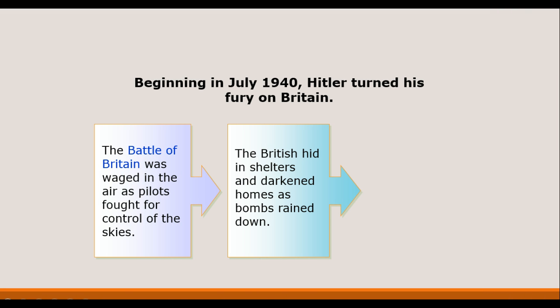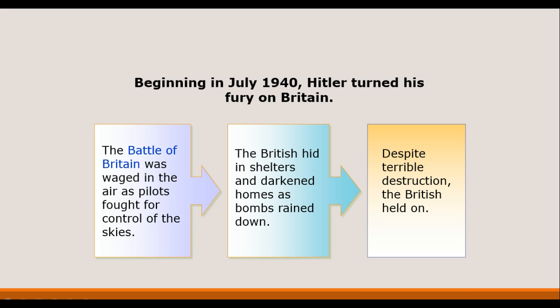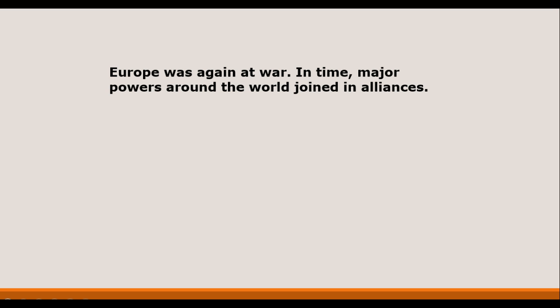Hitler then decides we need to knock out Britain before America can get into this war, and so in the beginning of July of 1940, he begins the Battle of Britain, which is not a conventional battle. It's a series of bombings over the British sky. London is pummeled. The British are going to hide in shelters and darkened homes. They're going to hide in the subway. And the British still hold on, thanks to their Prime Minister. Not Neville Chamberlain. No. Winston Churchill.